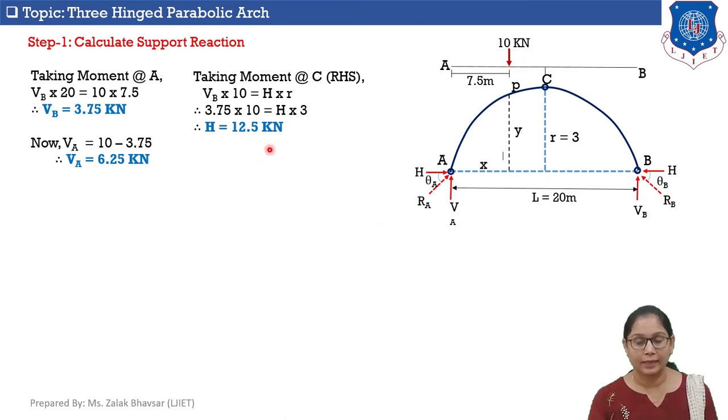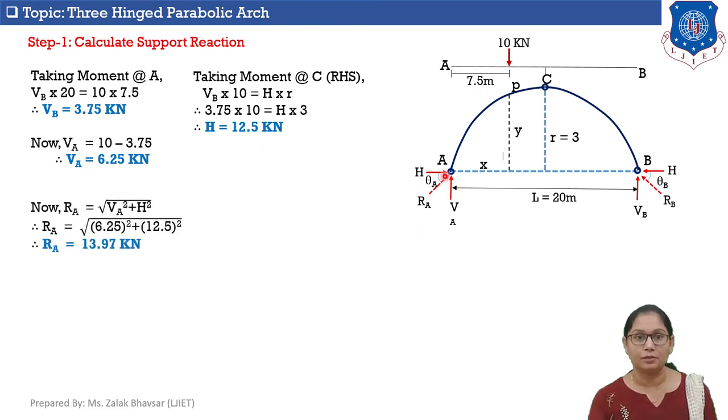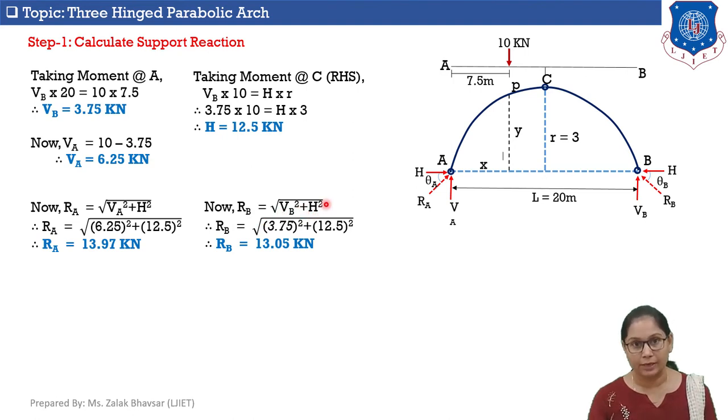Now, let's calculate RA. RA is the resultant reaction at point A, which is equal to under root VA square plus H square. VA, as we calculated, is 6.25 and H, as we calculated, is 12.5. So, I am getting RA is equal to under root 6.25 square plus 12.5 square. So, I am getting RA is equal to 13.97 kilonewton.